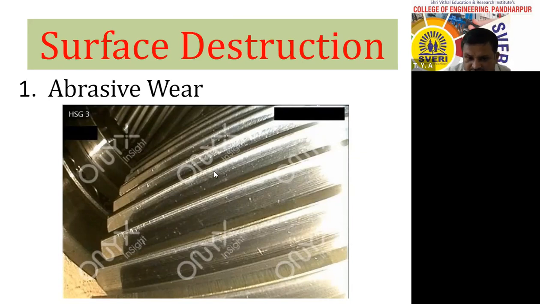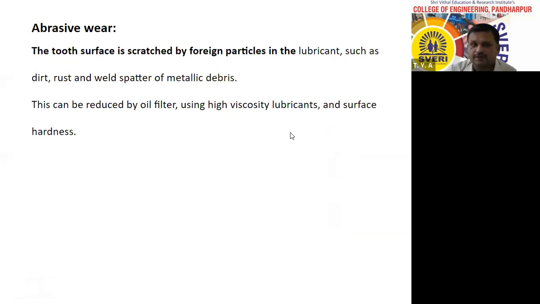Therefore, these small lines you are observing here, this is known as abrasive wear. Abrasive wear: the tooth surface is scratched by foreign particles in the lubricant, such as dirt, rust, weld spatter, or metallic debris. This can be reduced by filtering the oil, using high viscosity lubricants, and increasing the surface hardness of the gears.